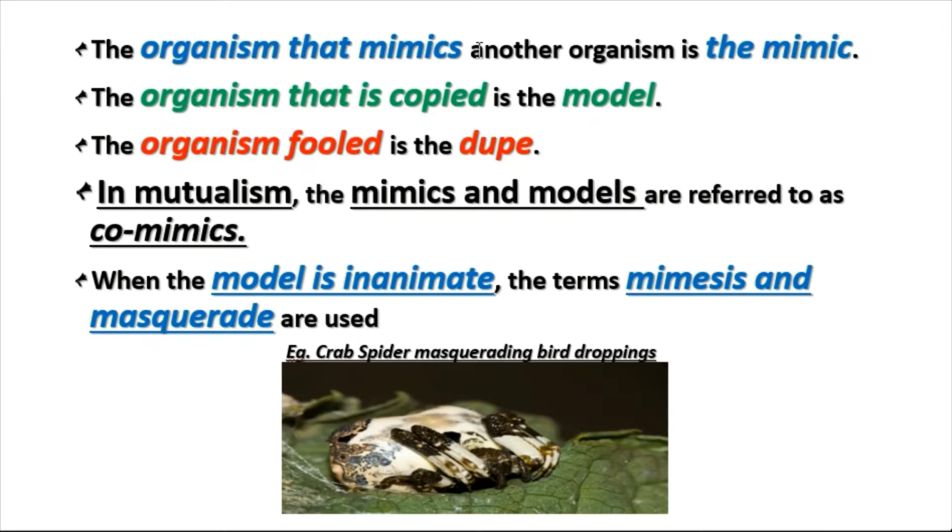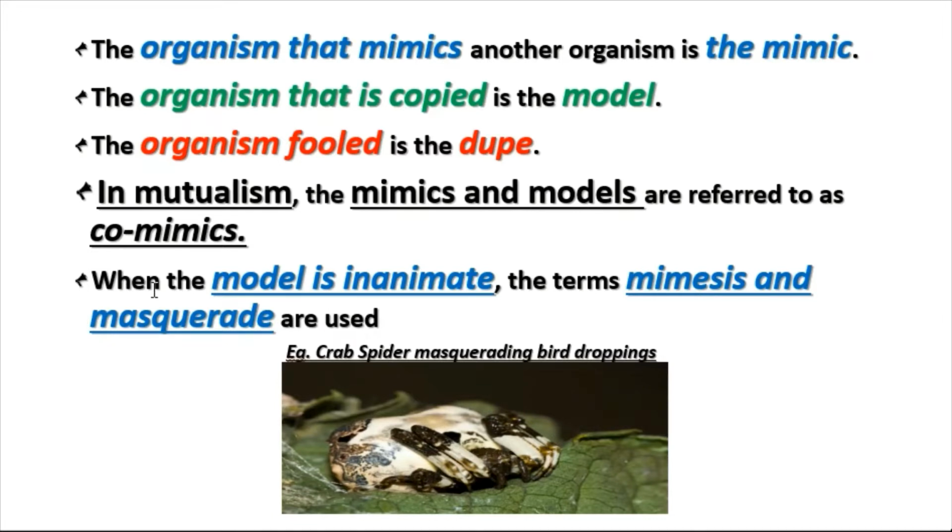There are some terms in mimicry. This includes mimic. A mimic is an organism that is copying another organism. Then, the organism that is being copied is called a model. The organism that the fake trait is used to fool is called a dupe. There are some cases where two organisms can mimic each other. In this case, they are called co-mimics.